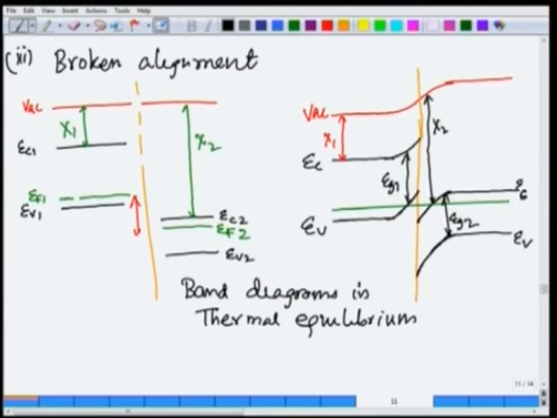I have taught you how to make band diagrams, how to make junctions, how to join two materials together and draw the band diagrams, because I told you that in semiconductors it is really junctions which are important to make electronic devices. If you did not have junctions, electronic devices would not be there. But when you make devices, you must know how to make these band diagrams at junction points.